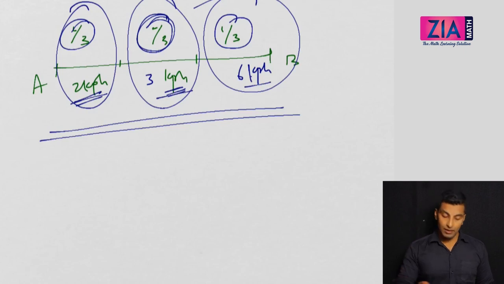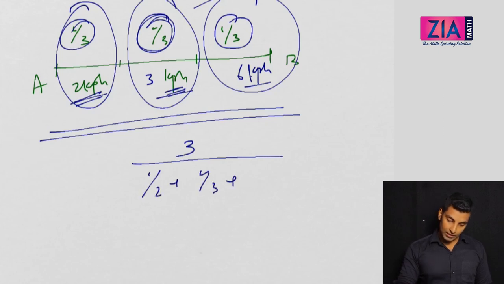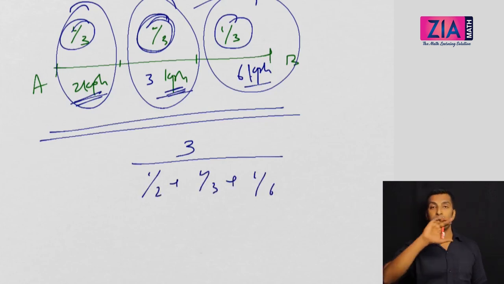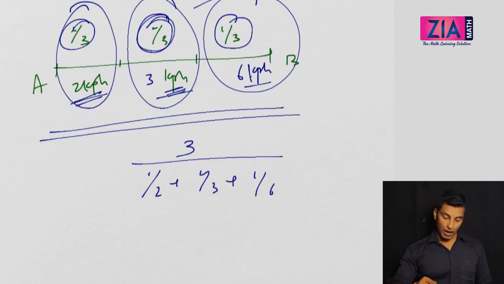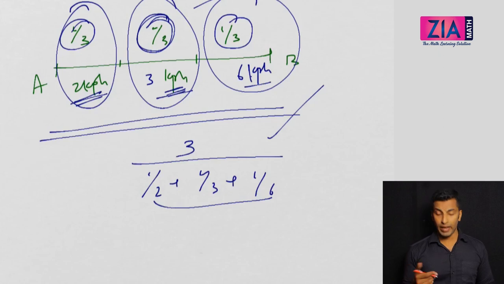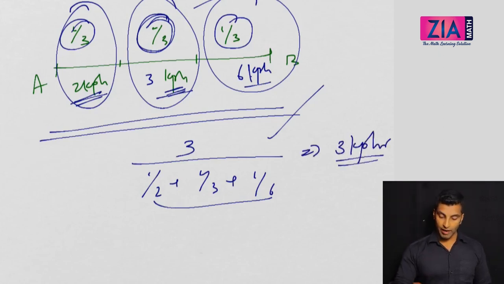How many speeds are there? 3. So the numerator is 3 divided by 1 by A, 1 by B, 1 by C. So here 1 by 2 plus 1 by 3 plus 1 by 6. You can't just write 3ABC by A plus B plus C. You have to do this. Take the LCM. 6 into 3, 18. Okay. Then the final answer will be 3 km per hour. That's your average speed. So I hope this concept is clear for all of you.